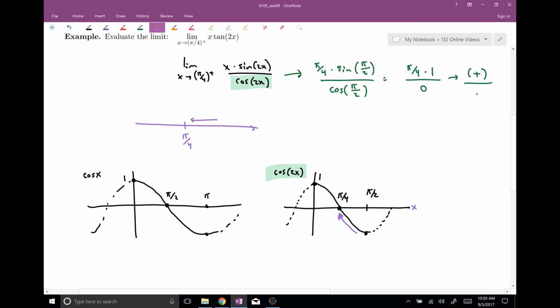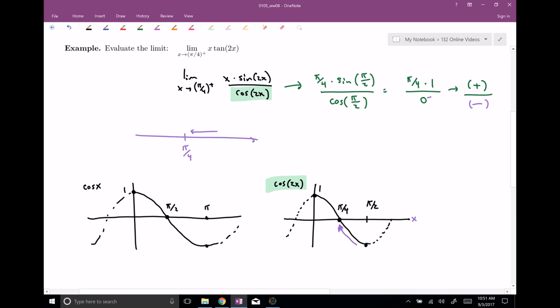And so this is going to be really close to 0, but it's going to be a little bit negative. So we have a positive divided by 0, essentially, but something that's very, very close to 0, just a little bit negative. And therefore, this is heading towards -infinity.